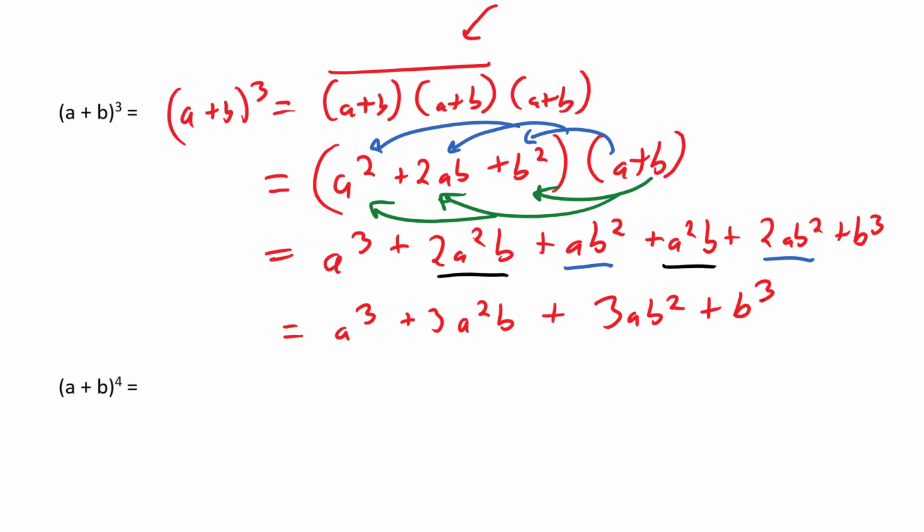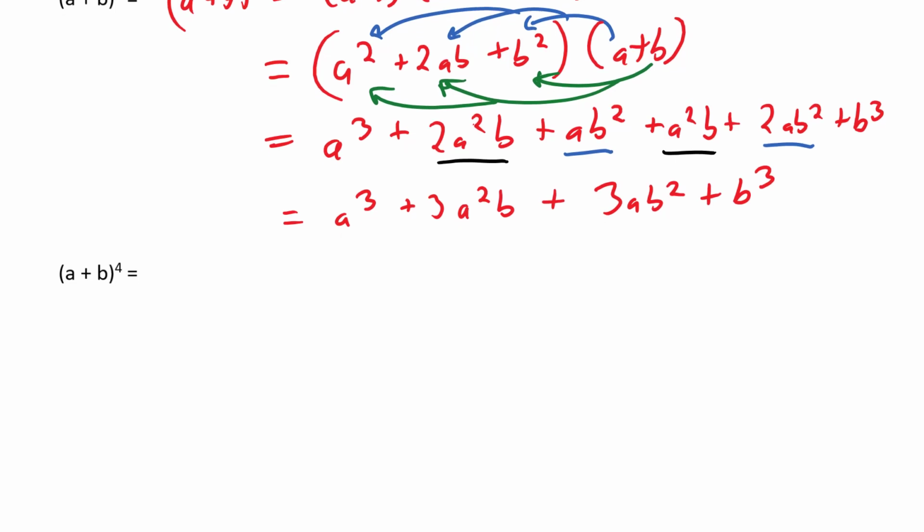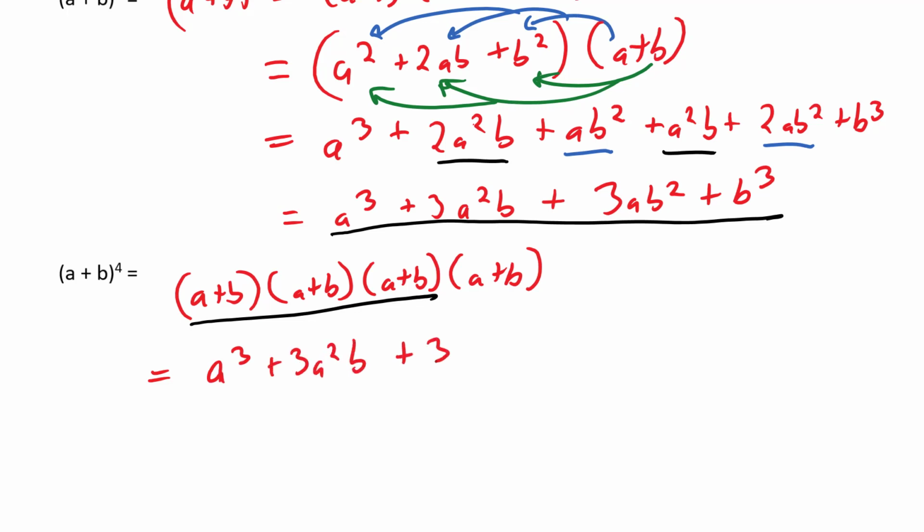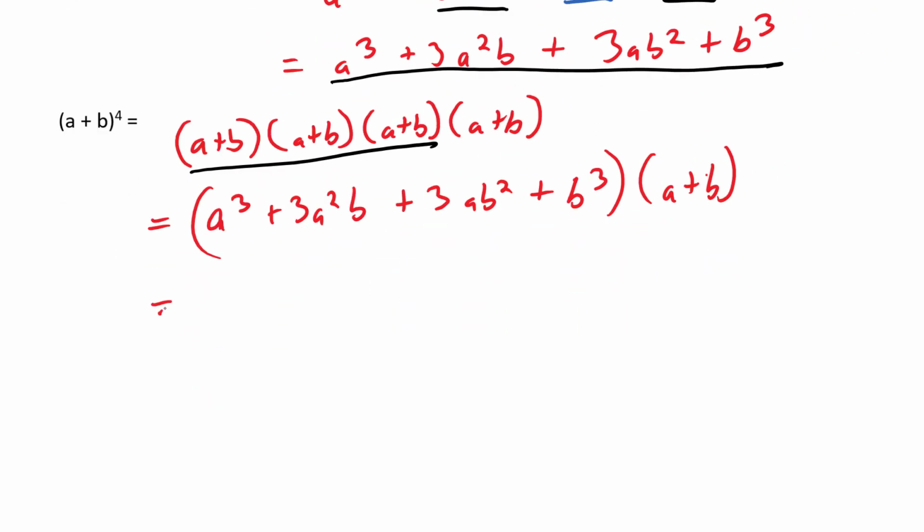Let's do it again. This time, a plus b to the 4. Remember what that's equal to now. This is a plus b times a plus b times a plus b times a plus b. Now let's cheat again. All of this is all of that. So let's just substitute in a cubed plus 3a squared b plus 3ab squared plus b cubed. All of that multiplied by a plus b. Let's distribute the a now. A to the 4 plus 3a cubed b plus 3a squared b squared plus ab cubed.